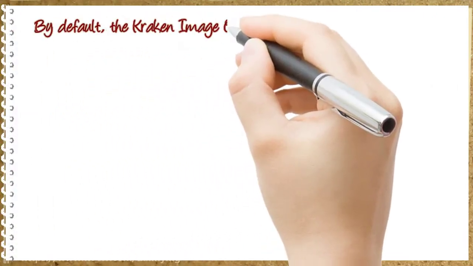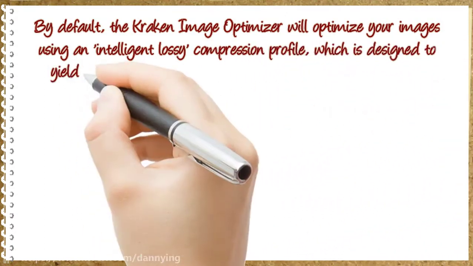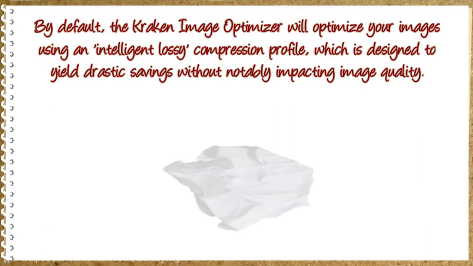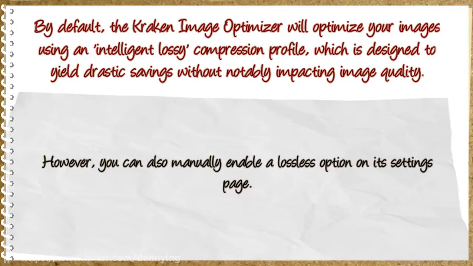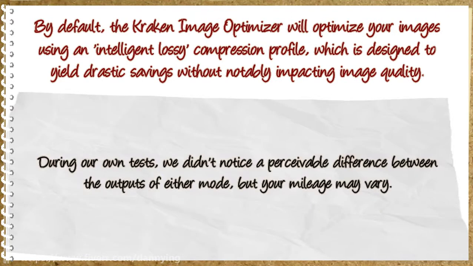By default, the Kraken Image Optimizer will optimize your images using an intelligent lossy compression profile, which is designed to yield drastic savings without notably impacting image quality. However, you can also manually enable a lossless option on its settings page. On top of these two default profiles, you can set a specific value for the quality of your JPG images, which ranges from 25 to 99 in case you want to test things out a little. During our own tests, we didn't notice a perceivable difference between the outputs of either mode, but your mileage may vary.